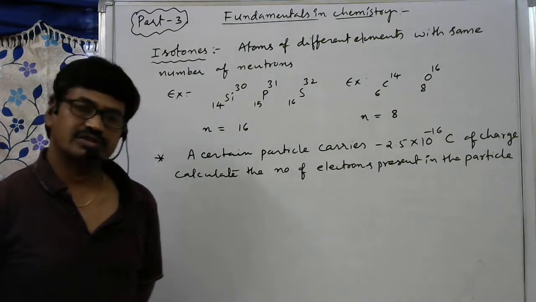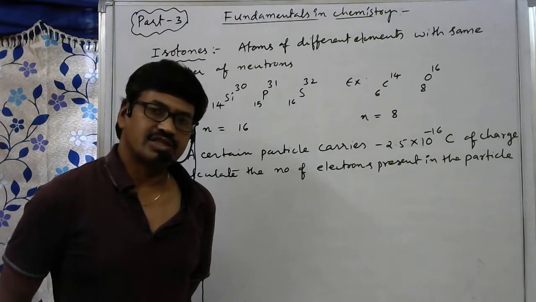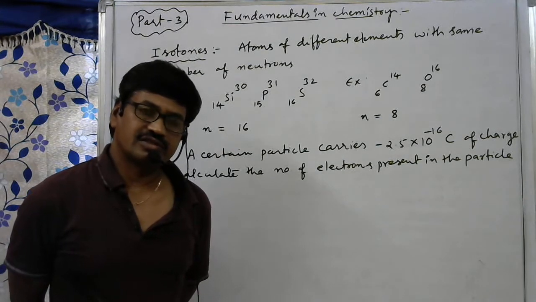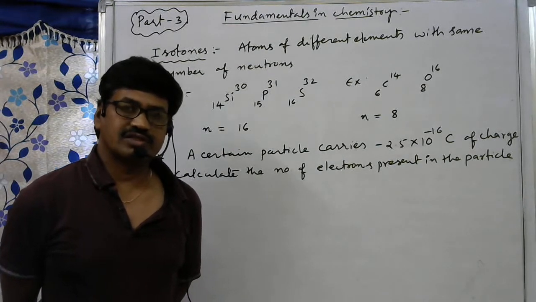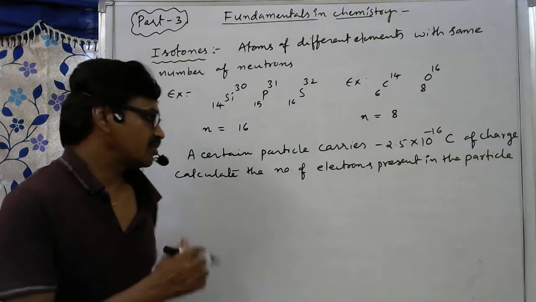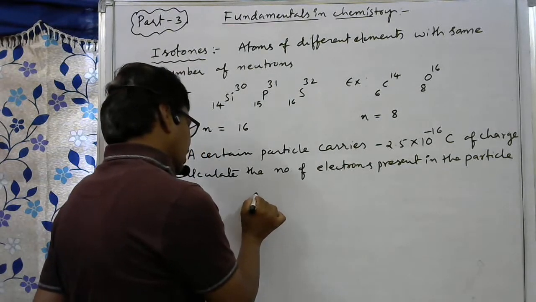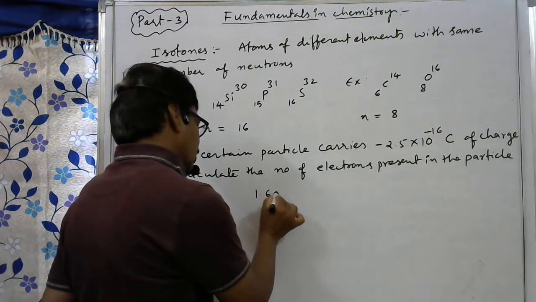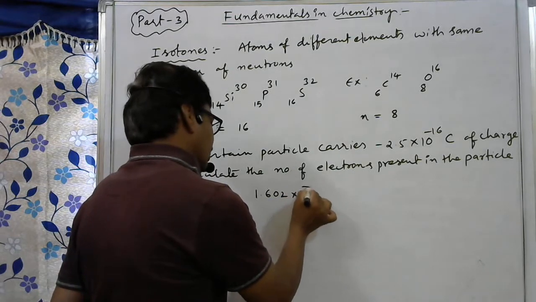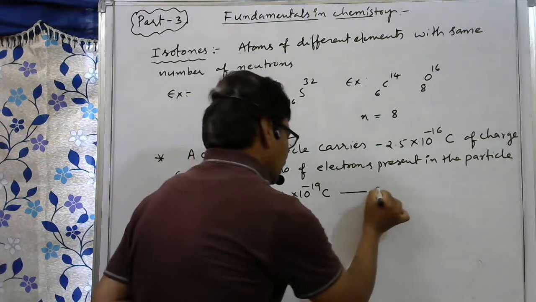You know the charge of an electron. Already in previous sessions we have discussed the charge of electron, charge of proton, and charge of neutron. So from that I am giving it. The charge of one electron is 1.602 into 10 power minus 19 coulombs. This is the charge of one electron.